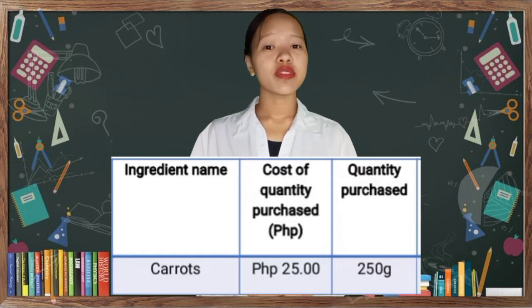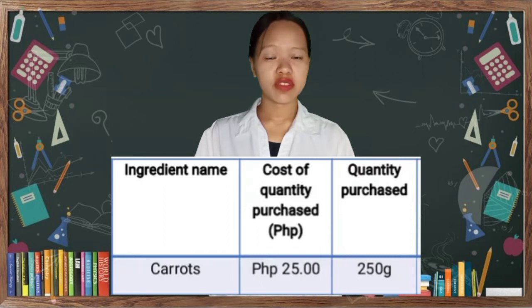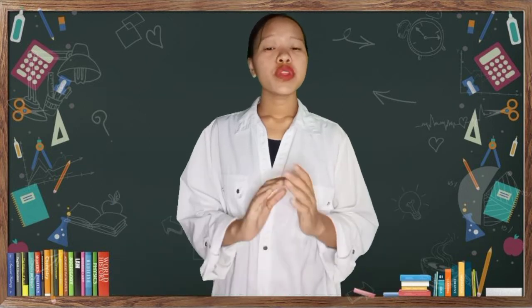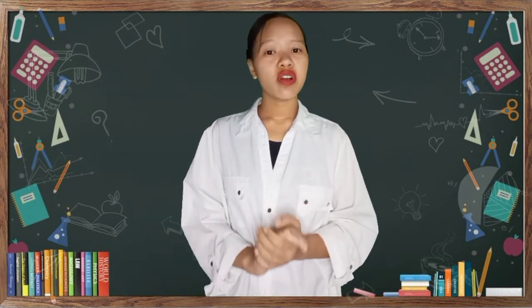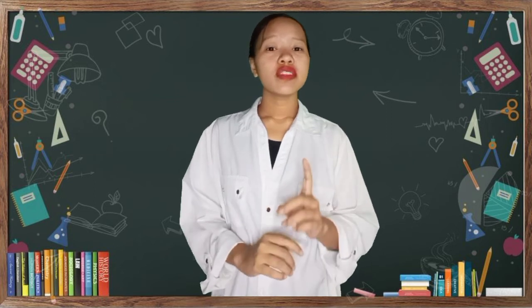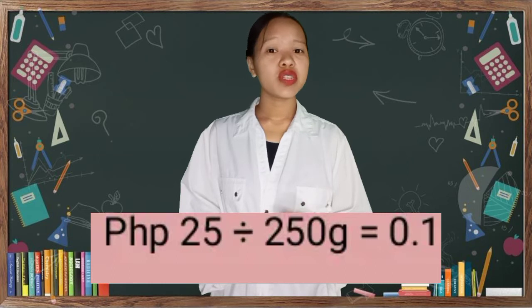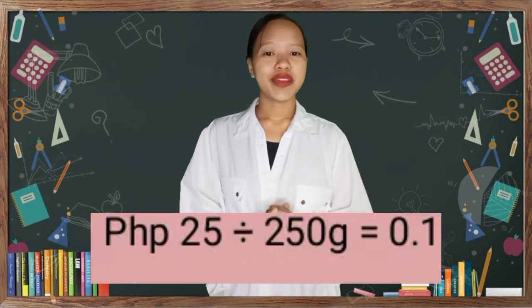So for example, the first ingredient of lumpia is carrot. The cost of quantity purchased of carrot is 25 pesos, and the quantity purchased is 250 grams. So in order to get the quantity unit cost, let's divide 25 by 250 grams, which is 0.1.